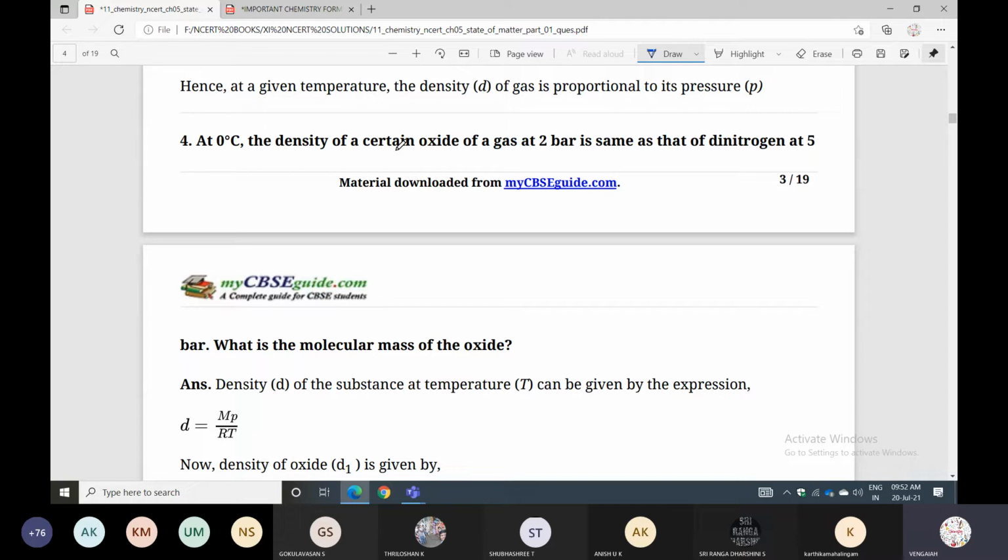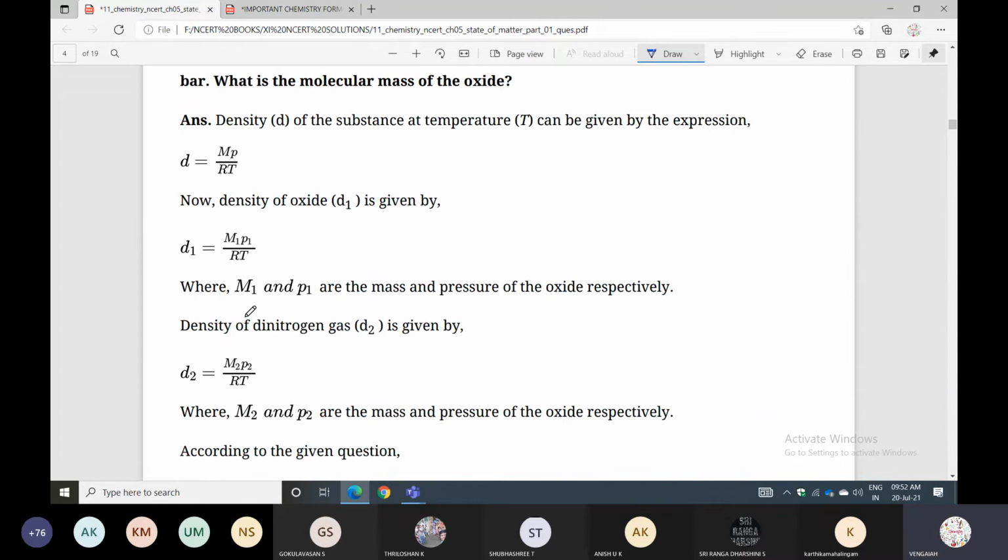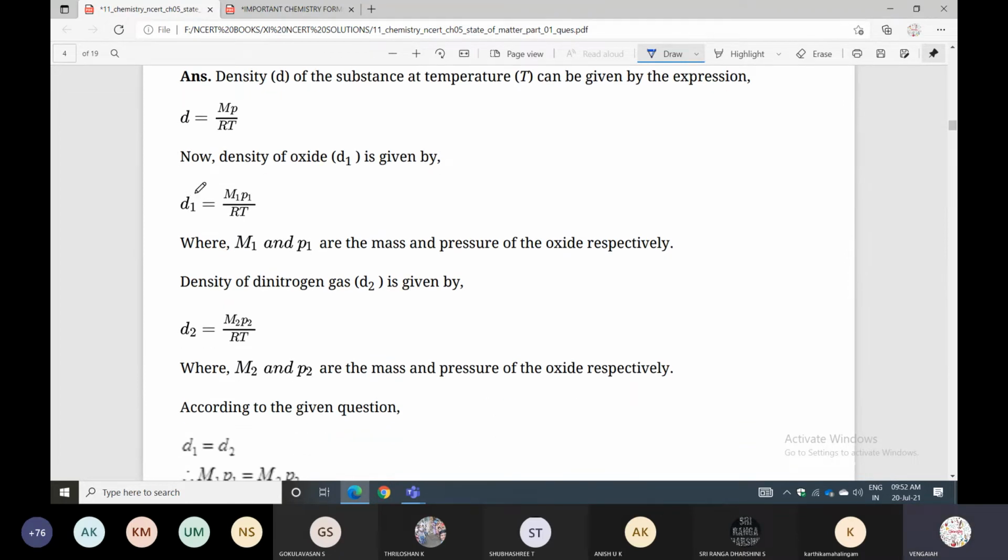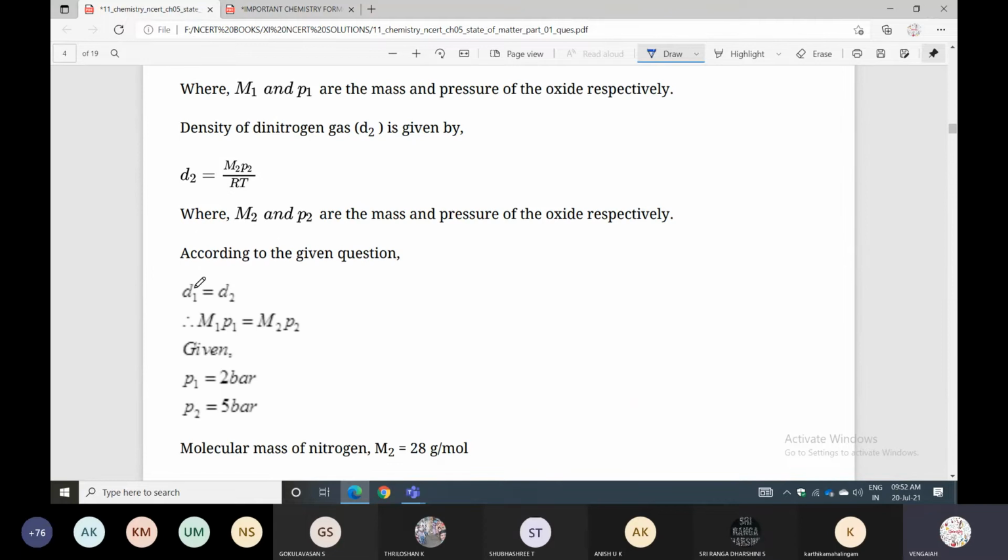Density D of the substance is given, and the temperature T is given. You already know the formula relating density and pressure: density equals M by RT into P. At 2 bar pressure for the oxide and 5 bar pressure for dinitrogen, these are P1 and P2. Now I can calculate D1 by D2, according to the given equation.